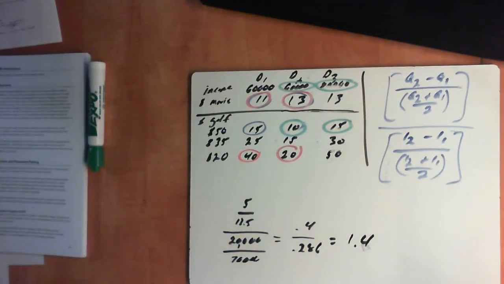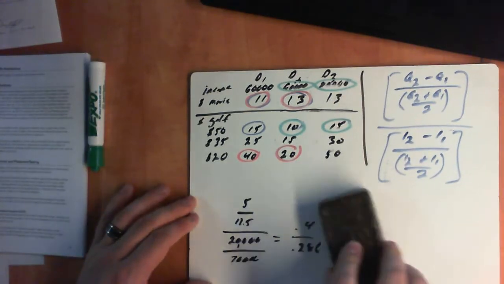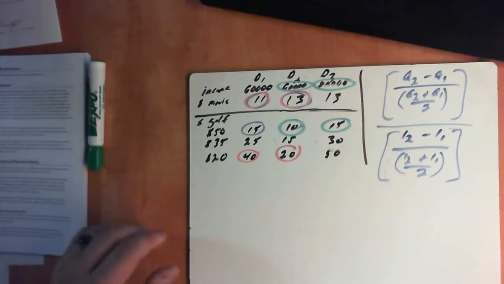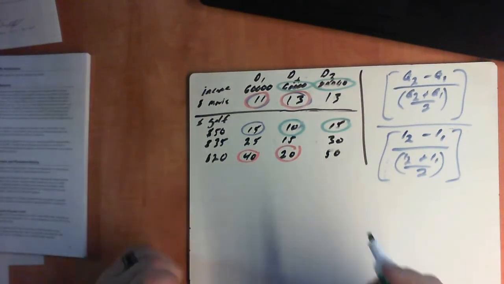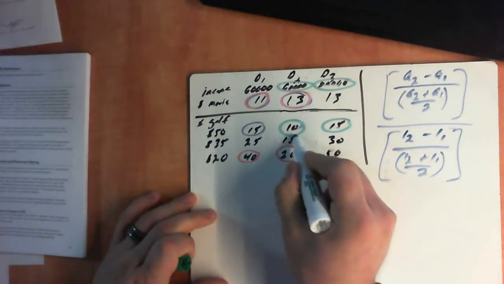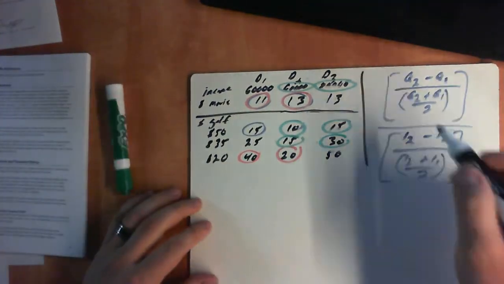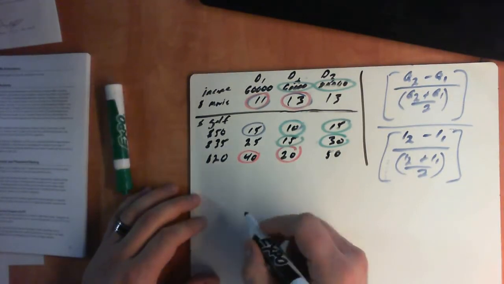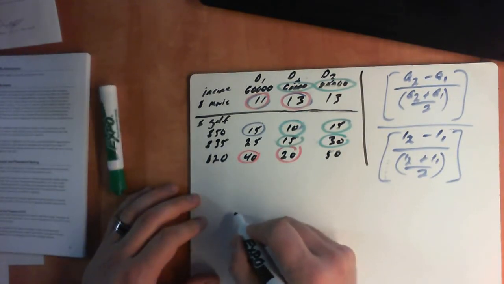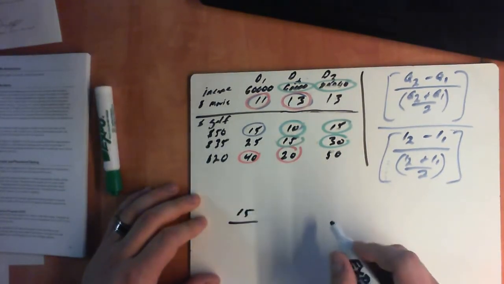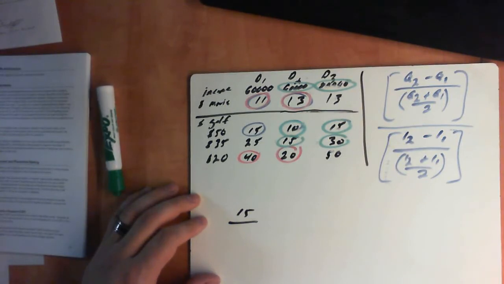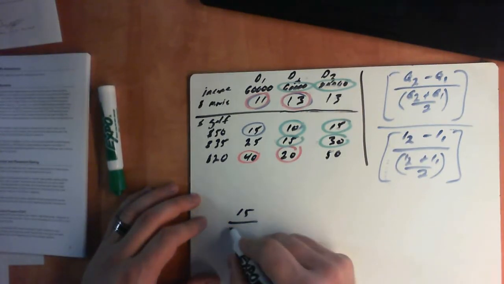So that's the income elasticity of demand at $50. Now it's going to ask you to do the same thing again, but this time we'll be doing it for 15 and 30. So quantity 2 is 30 minus quantity 1 is 15, divided by the average, which is 30 plus 15 divided by 2, which is 22.5.